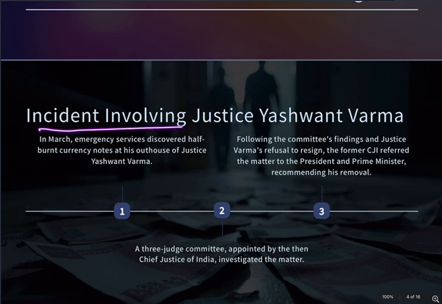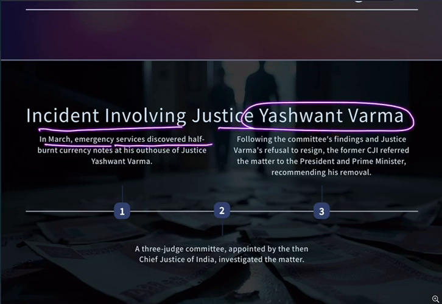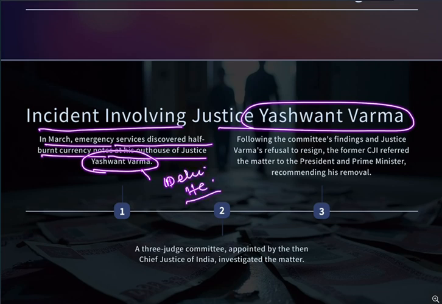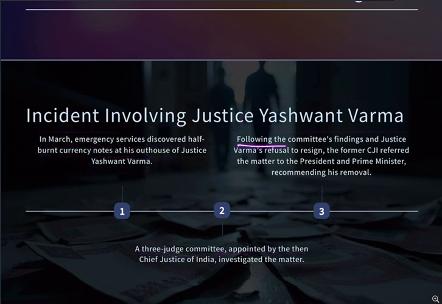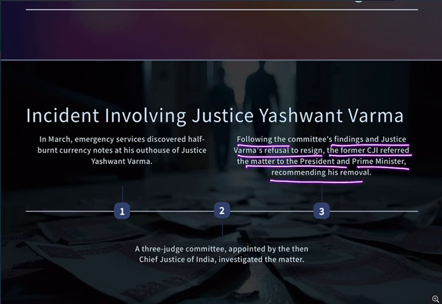So first is the background. The incident involved Justice Yashwant Verma. In March, emergency services discovered half-burnt currency notes in the outhouse of Justice Yashwant Verma of the Delhi High Court. Then a 3-judge committee appointed by the then Chief Justice of India investigated the matter, and following the committee's findings, Justice Verma refused to resign. So the former Chief Justice referred the matter to the President and Prime Minister, recommending his removal. This removal is called the impeachment procedure.